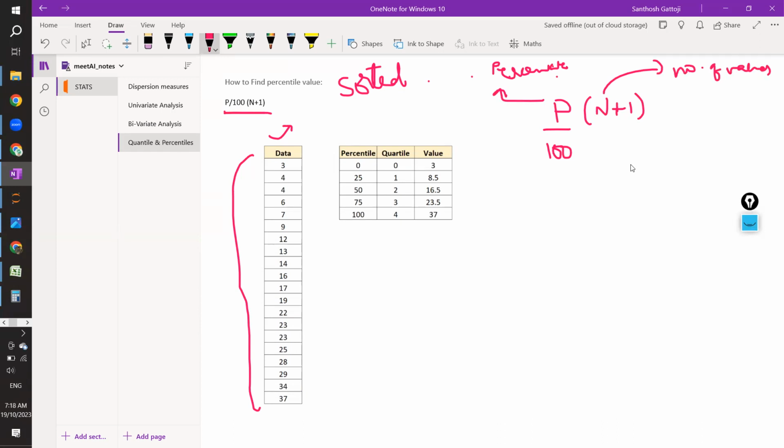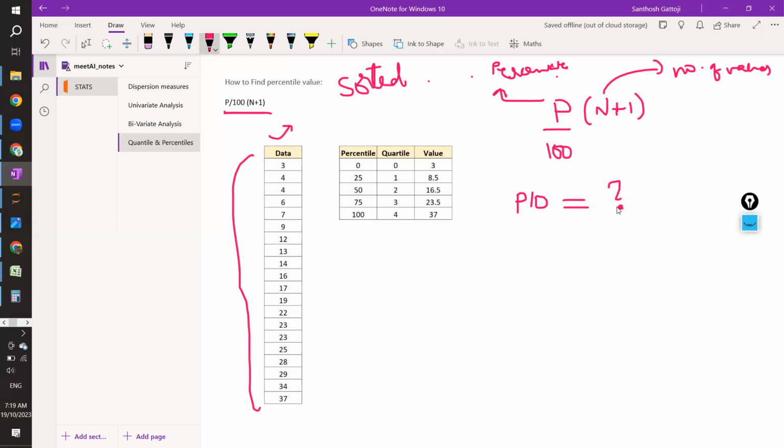Now see, guys. Very clearly, let's try to understand. If I want to find out the 10th percentile, P10, that means 10th percentile I'm trying to calculate. What does that mean? Out of all these numbers, what is that number below which I can find 10 percentage of the values? I want to calculate this.